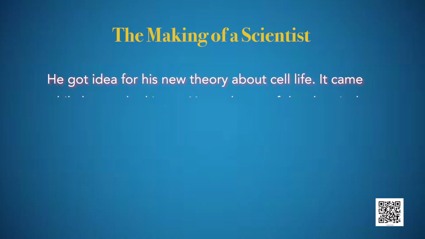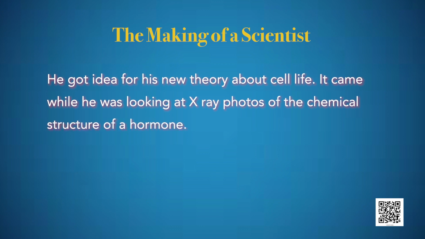Then what did he do? He got an idea for his new theory about cell life. It came while he was looking at X-ray photos of the chemical structure of a hormone. Okay, it's not easy. Through a microscope, you look at things. Then there are very sophisticated microscopes. From X-ray, he found something.